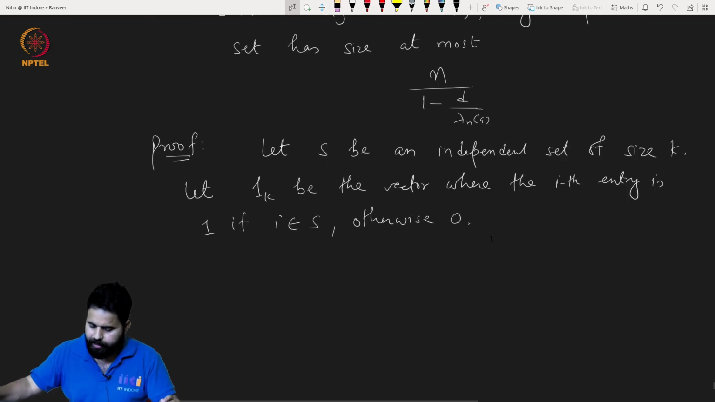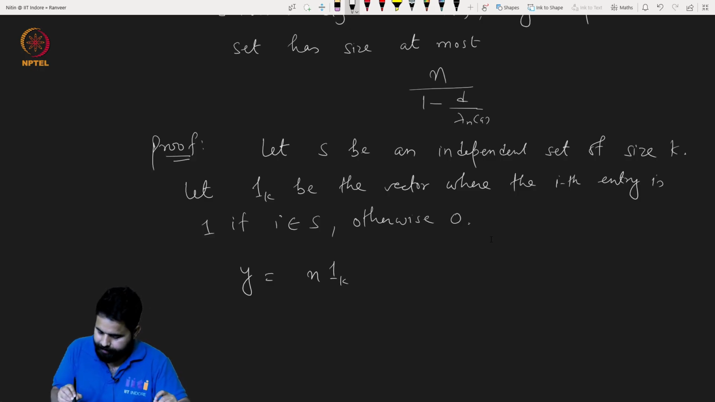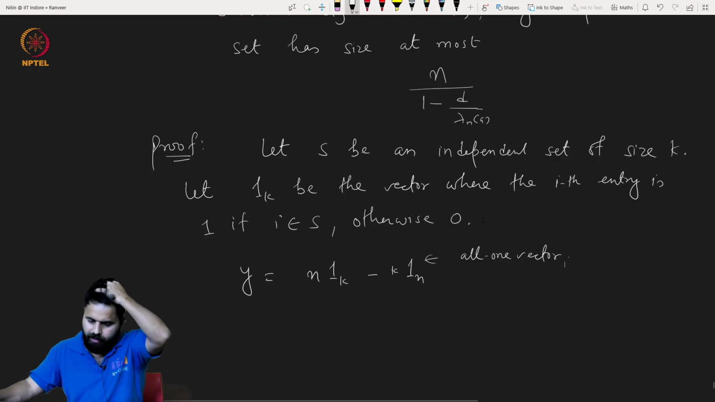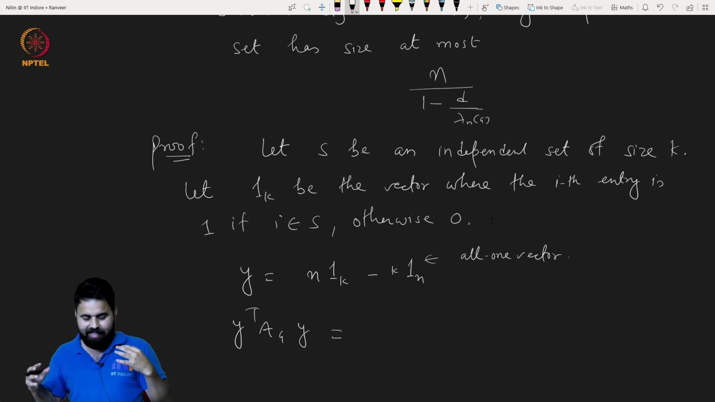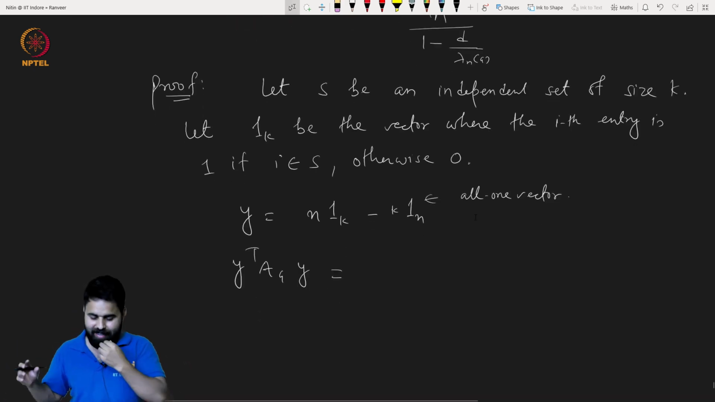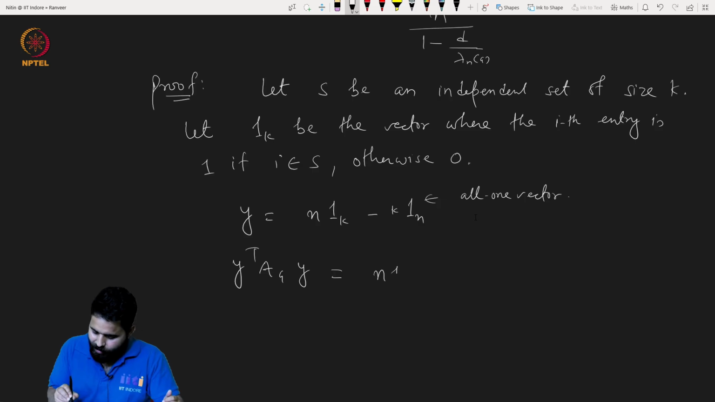Now let us define a vector y, which is n times 1_S minus k times the all-one vector. Suppose A_G is the adjacency matrix. So what will be the quantity y transpose A_G y? Now you must be realizing that I will make use of the ratio of the smallest and largest eigenvalues. So this is nothing but the transpose of this vector, times A_G, times this.